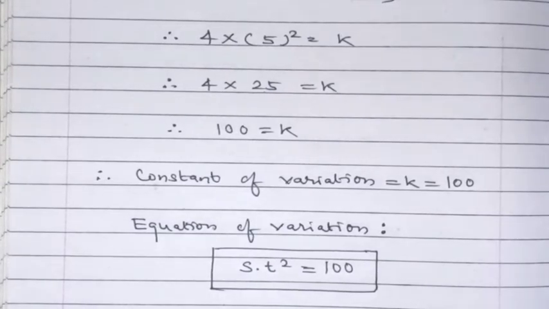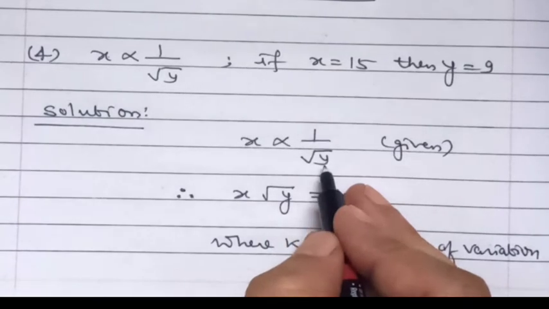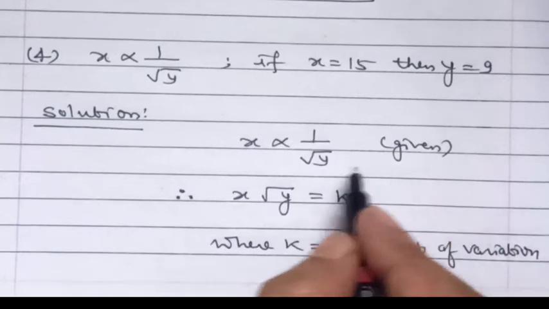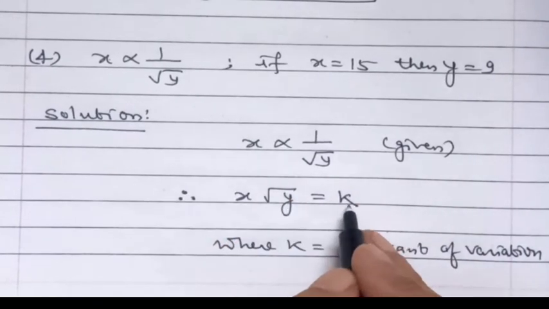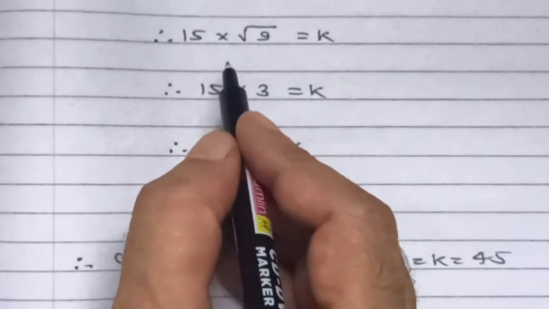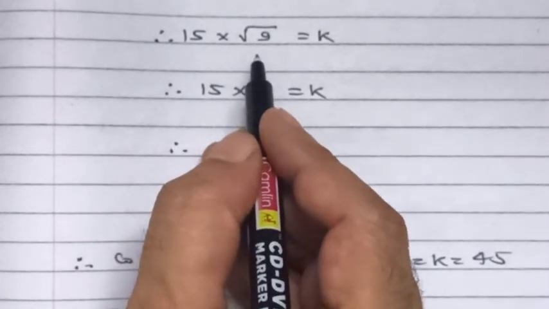Fourth question, x is inversely proportional to root y. If x is 15, then y is 9. Again, write the same way. X is inversely proportional to root y, that is x is proportional to 1 upon root y, given to you. Product of x into root y is equal to k, where k is constant of variation. Put the values of x and y. X is 15 and y is 9.